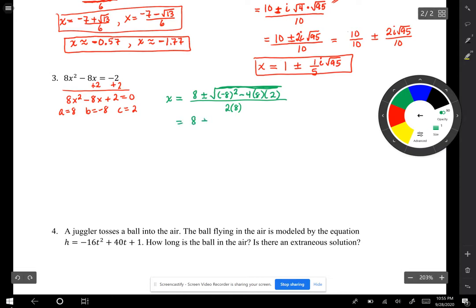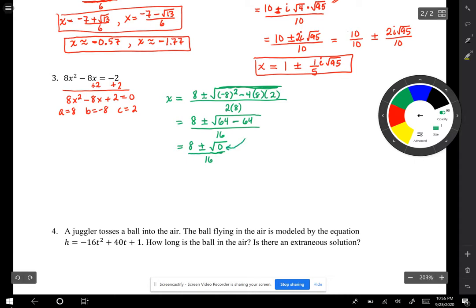So we have 8 plus or minus. I'm going to do the square root part first. Negative 8 times negative 8, it's still going to be positive, 64. Minus 4 times 8 times 2, which is 64. 64 minus 64 is 0. Notice everything stays under the square root until you're ready to take the square root of it. So don't lose that square root sign.